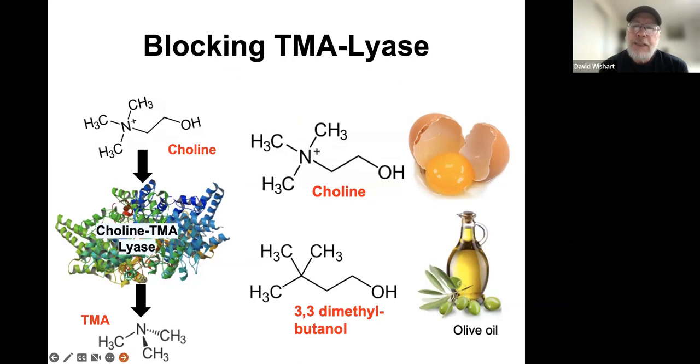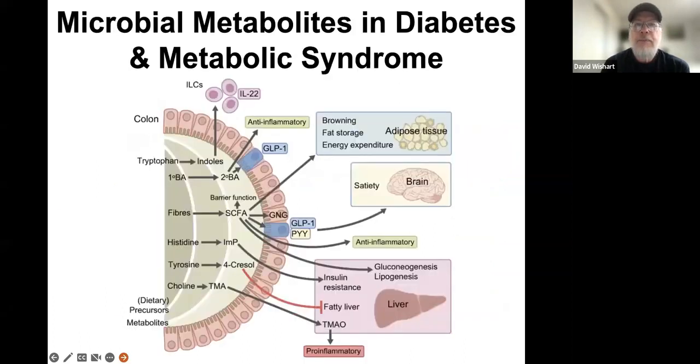What they found was that there is actually a compound in olive oil and also in red wine, grapes, and red wine vinegar called 3,3-dimethylbutanol, which looks a lot like choline, and it inhibits trimethylamine lyase. And so it turns out that people that have diets high in olive oil and wine and grapes, i.e. the Mediterranean diet, are generally able to kind of wipe out the activities of the firmicutes and the TMA lyase. And this might explain one of the reasons why the Mediterranean diet reduces heart disease.